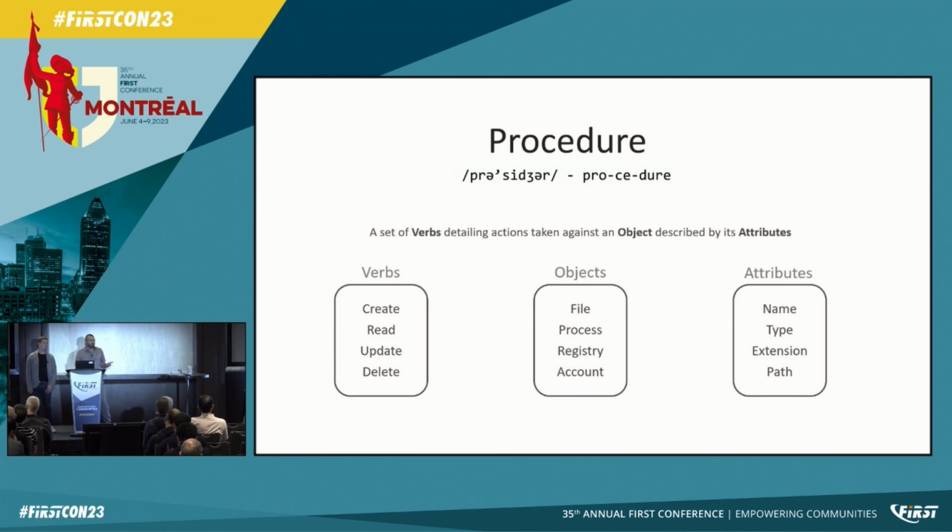So we're going to describe those objects with attributes such as a name, a type, an extension, or a path. So for example, we could say we're going to create a new process, and that process is going to have a name and an extension. Pretty simple, but pretty powerful. This is a consistent set of verbs, objects, and attributes that we can reuse over and over and over again in order to describe and communicate clearly and consistently between our teams.